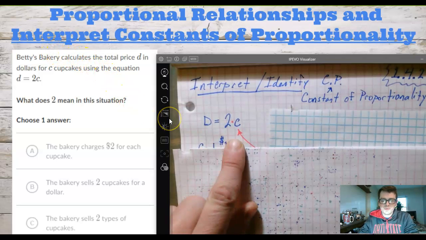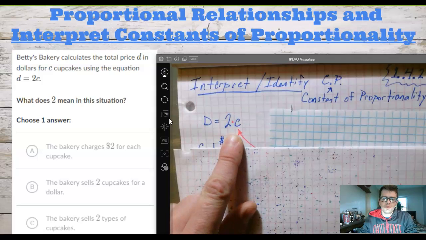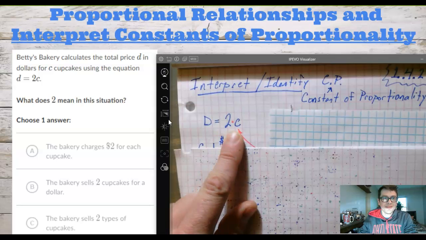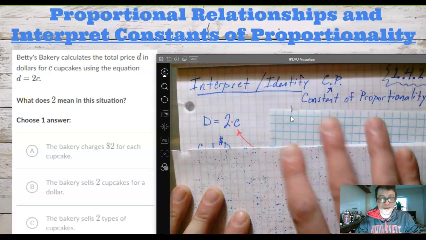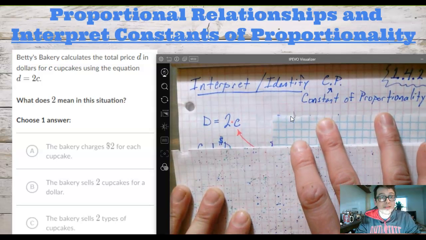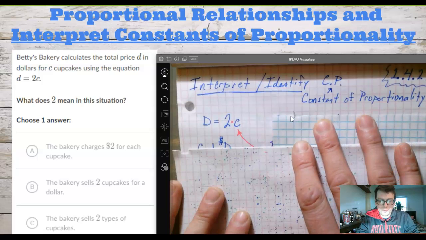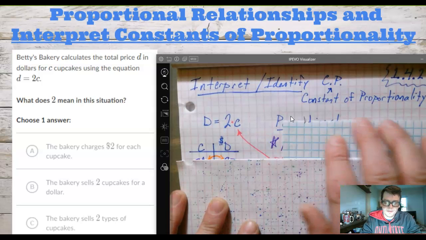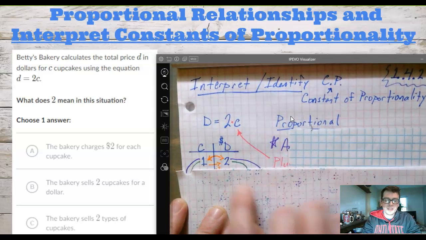So D equals 2C. We can fill in what's between the 2 and the C. What's holding them together? Yeah, multiplication. So go ahead and fill in the dot for the multiplication if you want. And what that tells me is I can build a table.